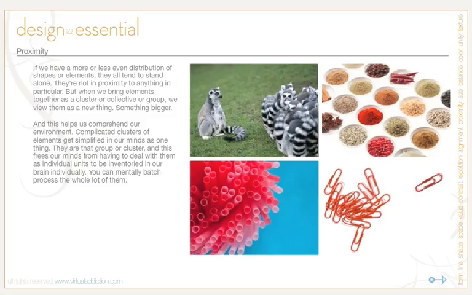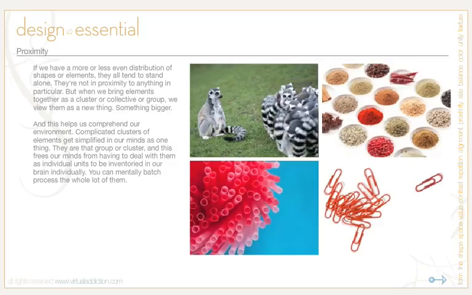If we have more or less an even distribution of shapes or elements, they all tend to stand alone. They are not in proximity to anything in particular, but when we bring these elements together as a cluster or collective or group, we view them as a new thing. We view them as something bigger. This helps us comprehend our environment. Complicated clusters of elements get simplified in our minds as one thing. They are that group or cluster, and this frees our minds from having to deal with them as individual units to be inventoried in our brain individually. You can mentally batch process the whole lot of them.